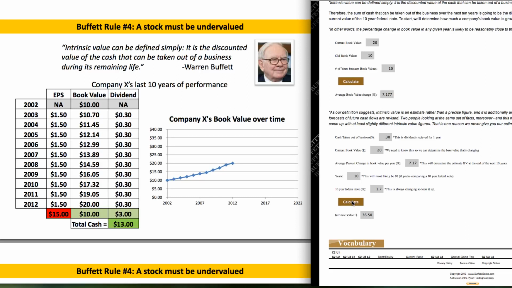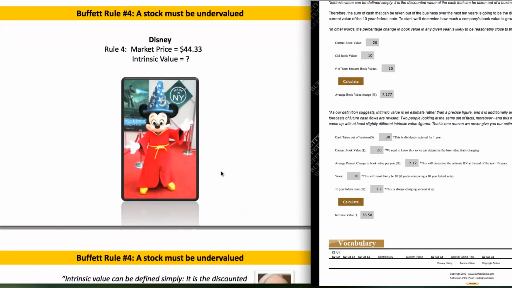So that's all great, but you probably want to see this actually work with a real company. So we're going to go ahead and move on to Disney, and we're just going to go ahead and move our slide here. So let's do this for real with the Walt Disney Company. Like I said before, the market price for Disney is $44.33. So let's go ahead and figure out what that intrinsic value is for Disney.